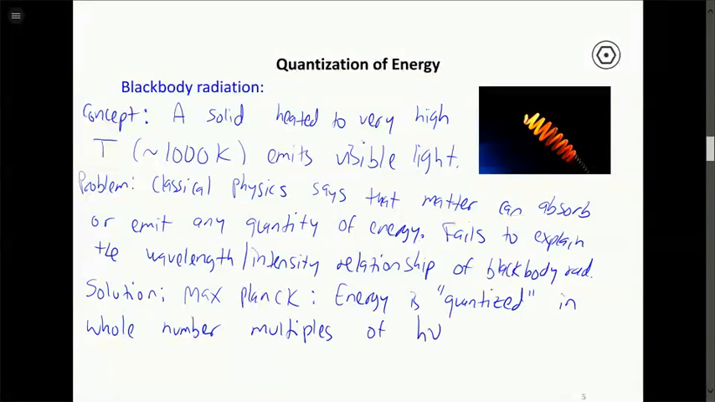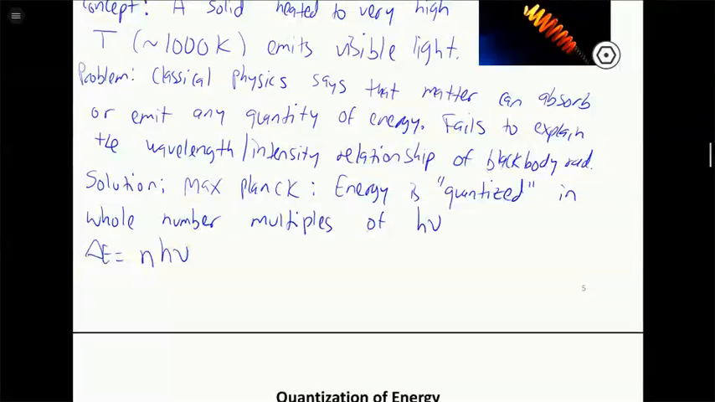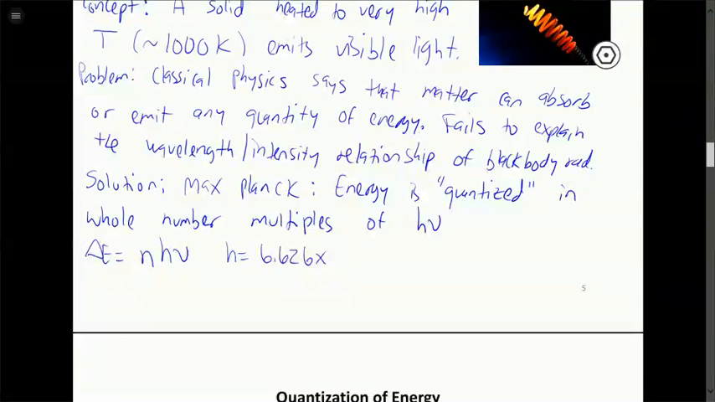In other words, when this solid gives off light and its energy level is changing as it gives off the light, the change in energy is going to be some multiple n times h times the frequency, where h is a constant, 6.626 times 10 to the minus 34 joules times seconds, which is now named Planck's constant.